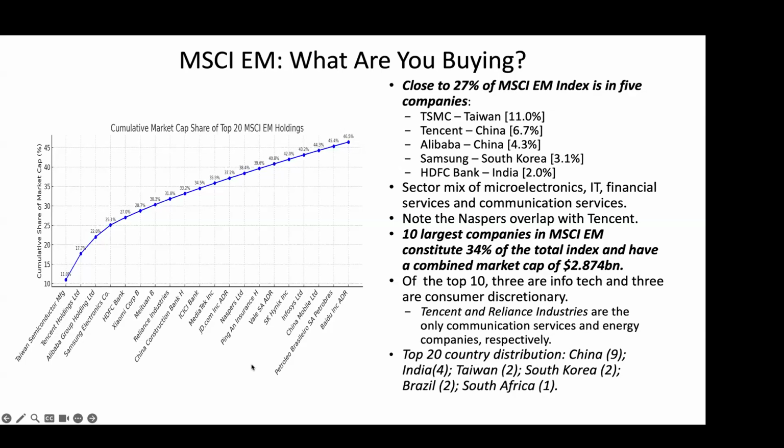Top 10 country distributions. China has 9 companies in this list here. India 4, Taiwan 2, South Korea 2, Brazil 2, and as I said, South Africa has 1. So the 10 largest companies, so if you want to go one step up, constitute about just over a third of the total index. Again, just to repeat, of the top 10, it's infotech and consumer discretionary and financials, which are dominant. You have a little bit of energy and communication services finding their way in, Tencent and Reliance, but it is a story of consumer discretionary, IT, and financial services, even at the company level.